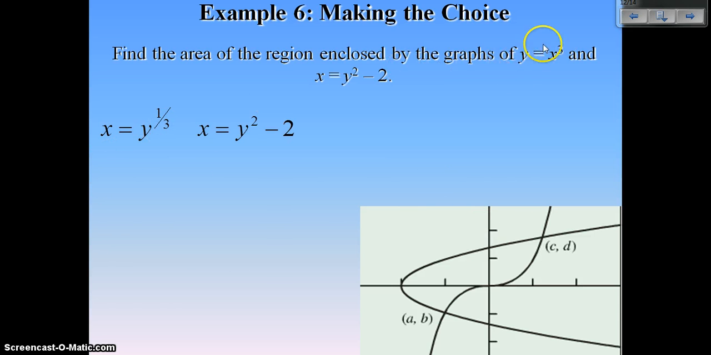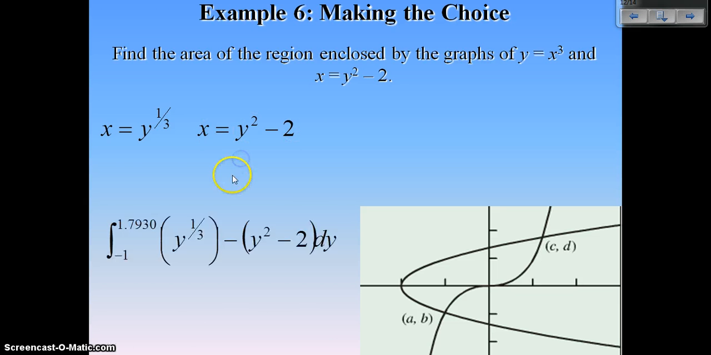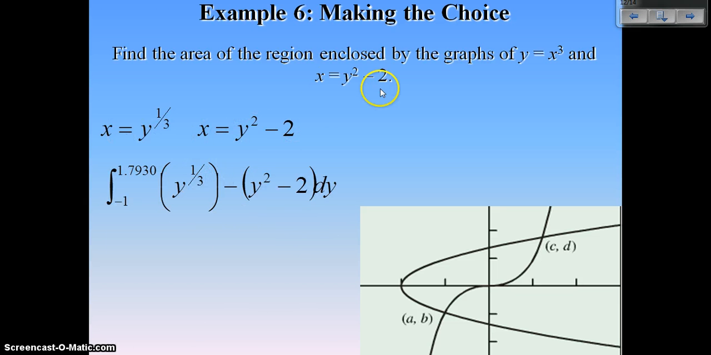If we take our function y equals x cubed and we solve, we get x equals y to the 1/3. X equals y squared minus 2. If you were to solve that, though, you would end up with a radical. We don't want to do that, though. Let me back up just 1 second and explain why we don't want to do that.